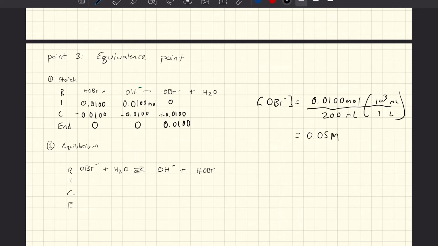Okay, now my equilibrium for this one is this OBr minus is a conjugate, is a base, right? So that's going to react with water to make hydroxide ion and HOBr. So that's 0.05, and it's going to go down by x, and we're just going to make the assumption and call that 0.05. Okay, now we have the Ka for HOBr. We're going to need a Kb, right? Because this is a Kb reaction.